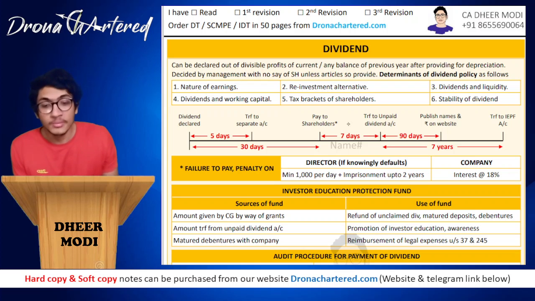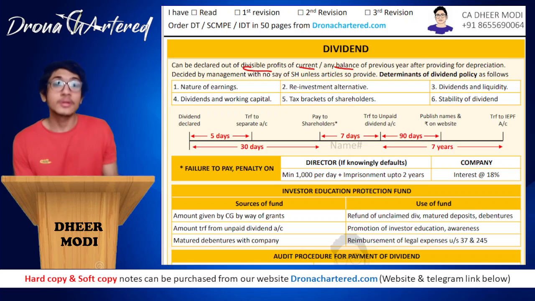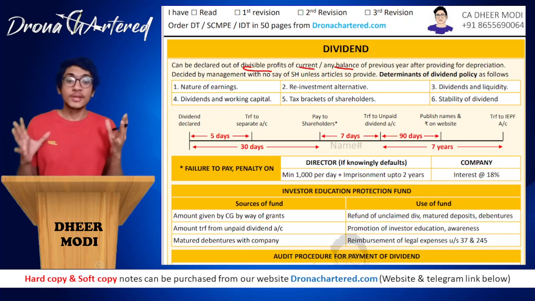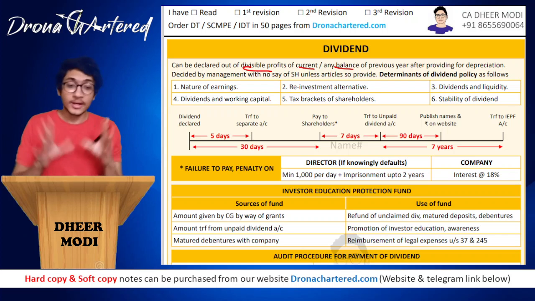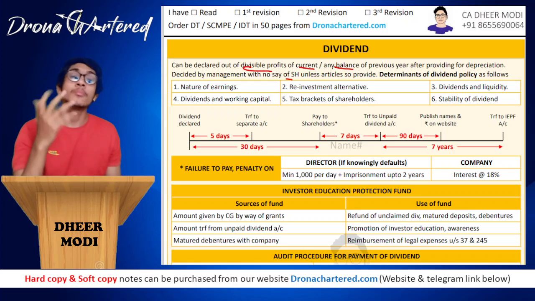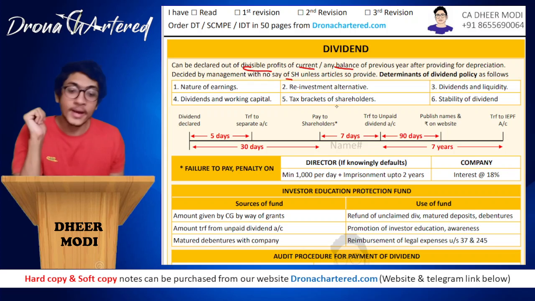The next part comes about dividend. Your dividend can be declared out of divisible profits of the current year or any balance of previous years after providing for depreciation. I am not going to explain what depreciation or divisible profits are, I hope everybody knows this. It is decided by management with no say of shareholders. Shareholders have no say in how much dividend should be paid. This is your management's decision.